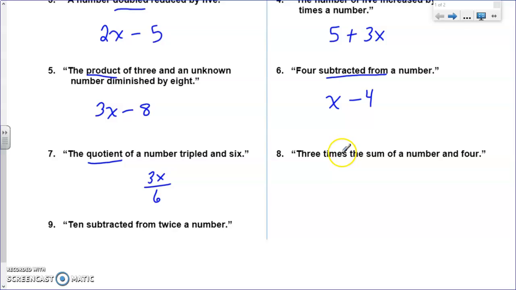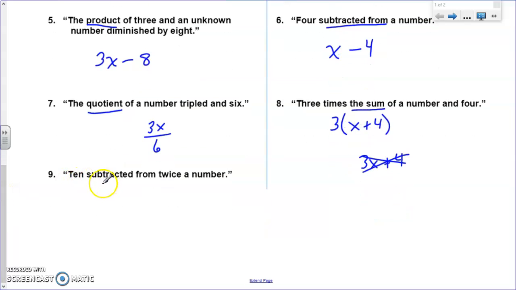All right, 3 times the sum, so I'm multiplying it times the sum of something, a number and 4. So we've got to make sure that we put parentheses around it, so 3, we'll do the addition first, and then 3 times the sum. The only way to make the addition first is to put parentheses around it, because if you wrote it like this, 3 times the number and 4 like that, then that would just be 3 times the number, but it wouldn't be times the sum of the number and 4. So this would not be correct.